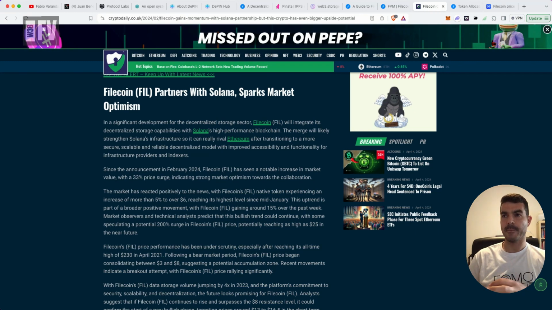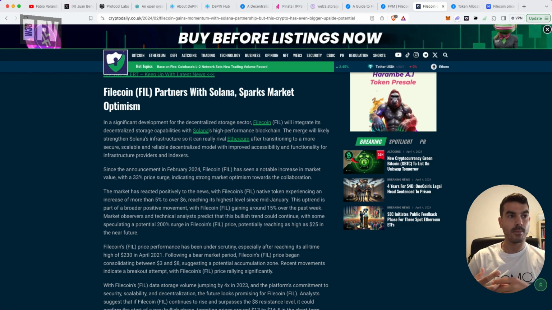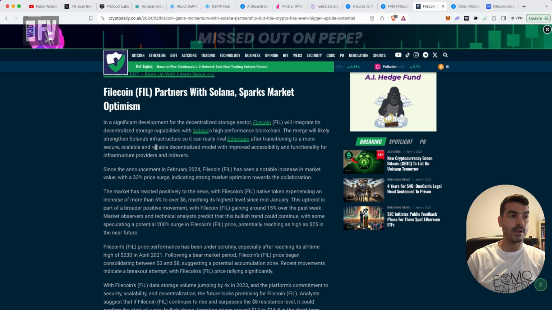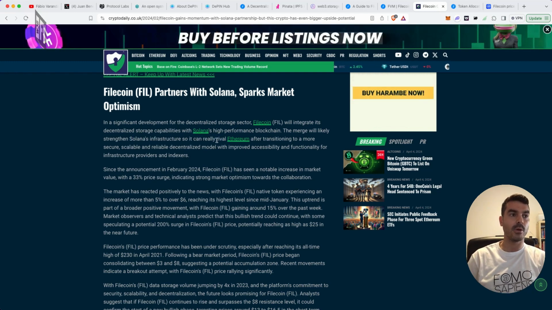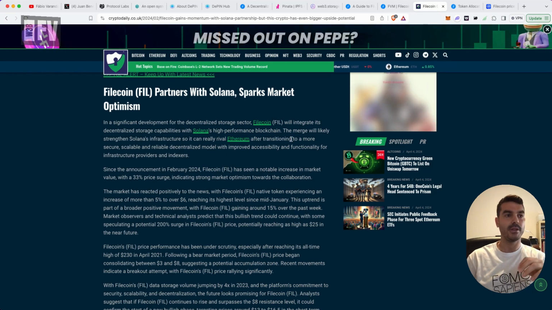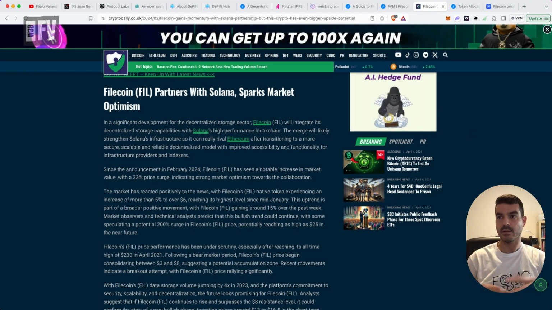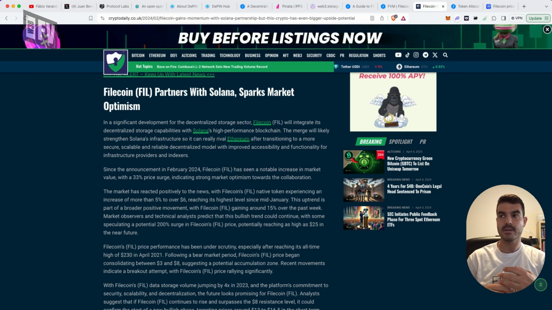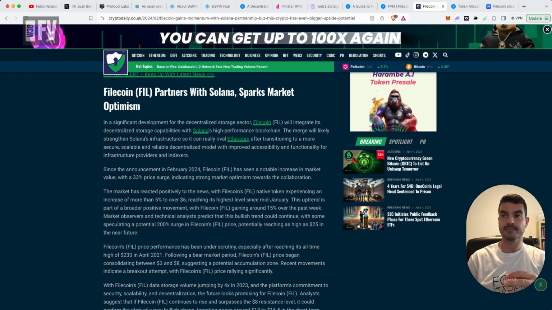Filecoin has partnered with Solana in order to increase Solana's decentralized storage capacity. Solana can really be a rival of Ethereum. By the way, the announcement of this partnership caused the price of the FIL token to rise by 33% in February.